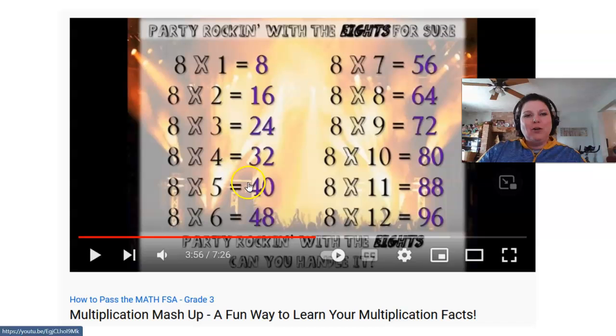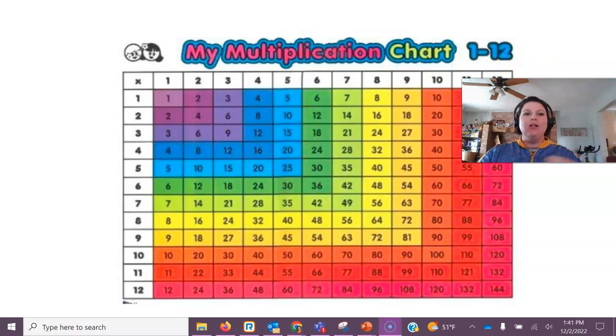What better way to learn multiplication than with a multiplication mashup? If you can skip count, you can multiply. And if you can multiply, you can also divide. I recommend listening to the multiplication mashup once or twice a day until you learn how to skip count. Skip counting is the same as multiplication. By skip counting, you can find the answers to any multiplication problem.